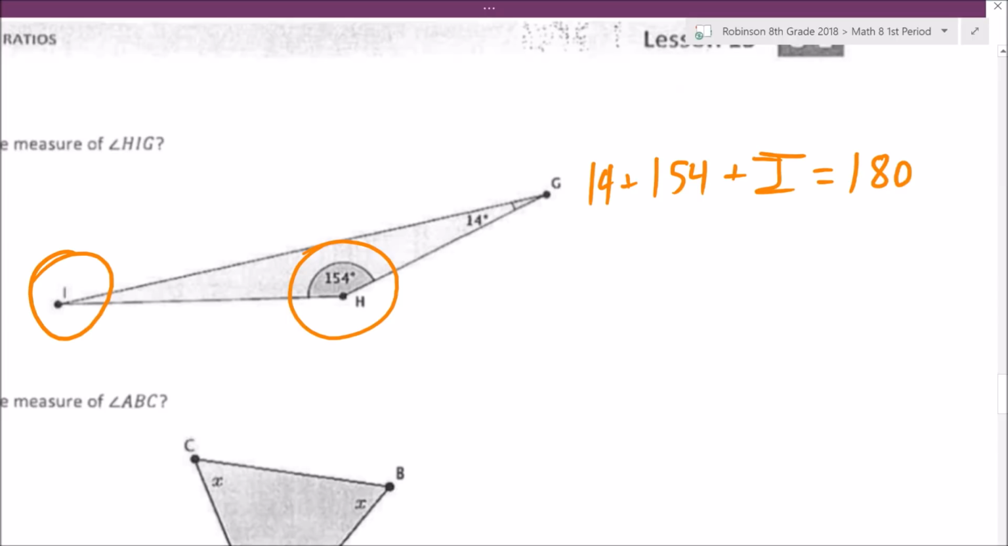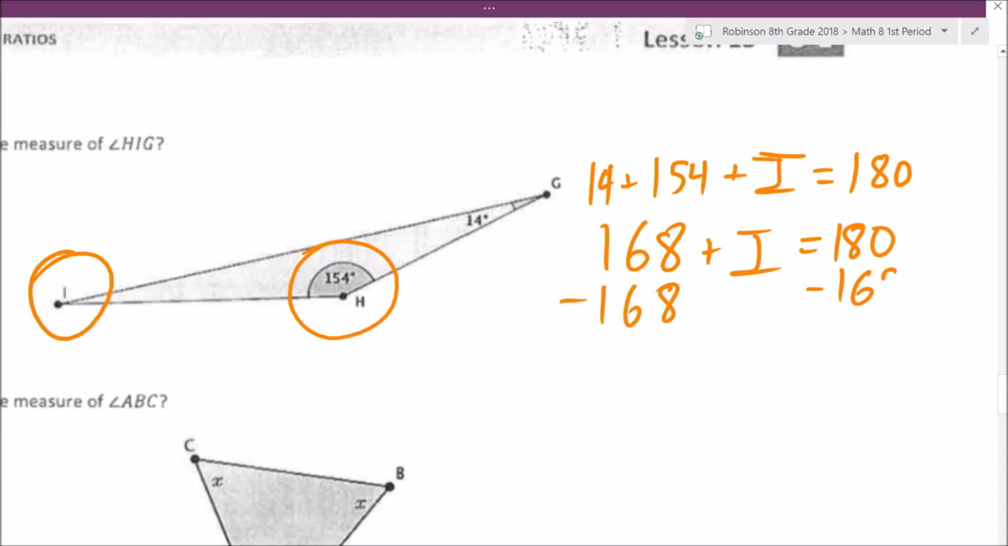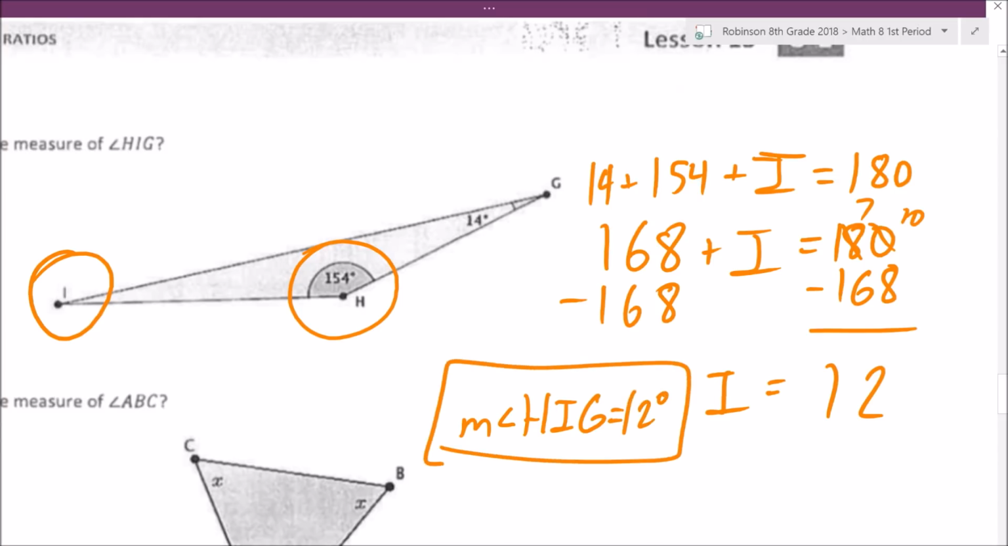14 plus 154 is 168. Plus I equals 180. I subtract. I will be equal to, borrow a 1, 12. So the measure of angle HIG equals 12 degrees. There's my answer.